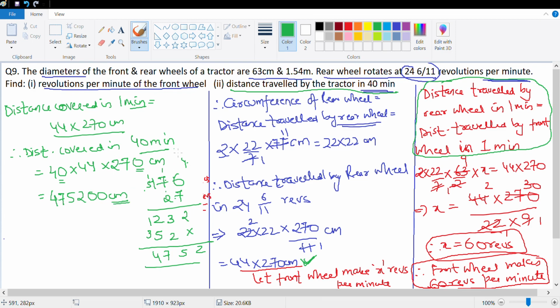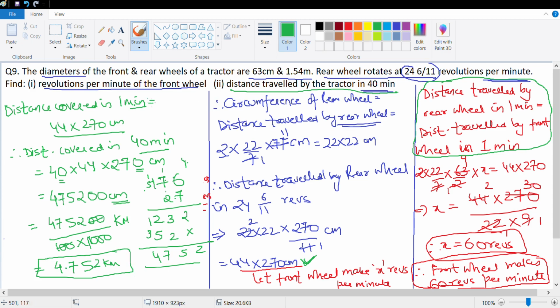We can convert it into meter or convert it into kilometer. So if I divide this by 100, this will give me meter, and if I divide this by 1000 it will give me kilometer. So 00 and 00 goes, which means 4.752 kilometer. So distance traveled by the tractor in 40 minutes would be 4.752 kilometer. That brings me to an end of this chapter.